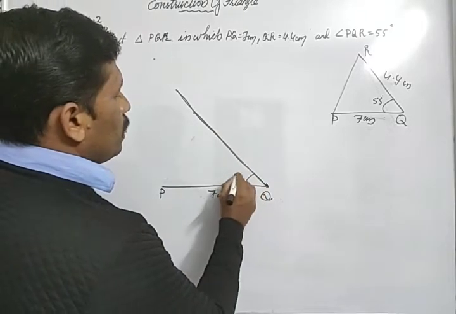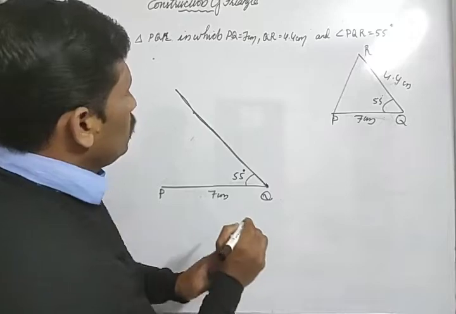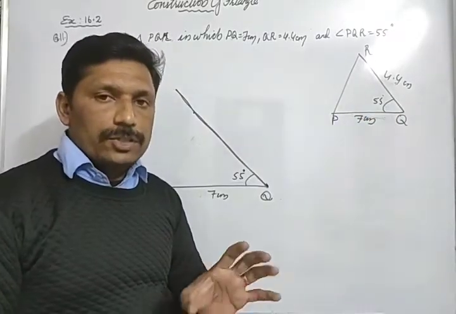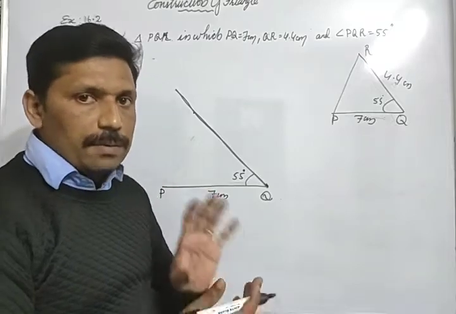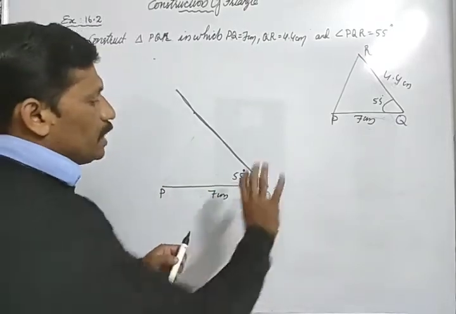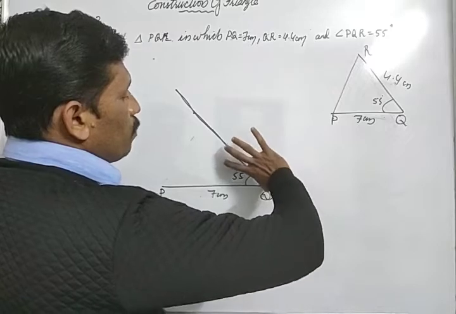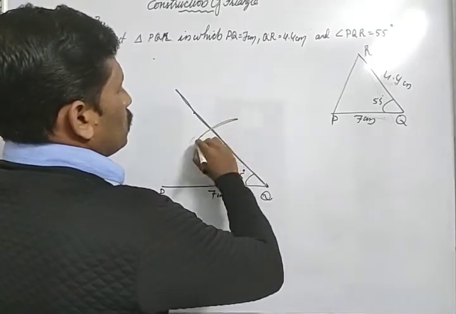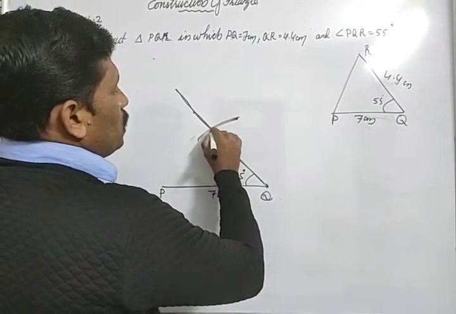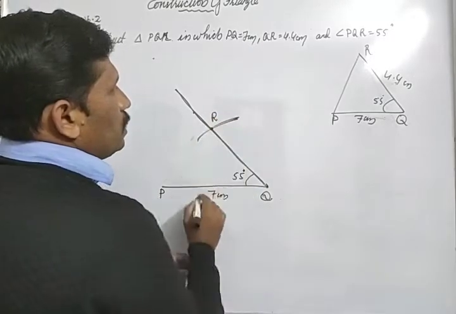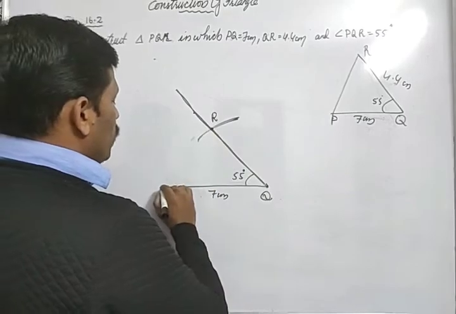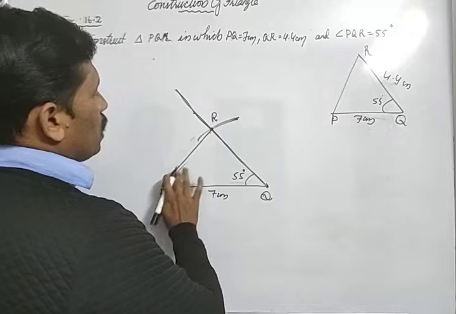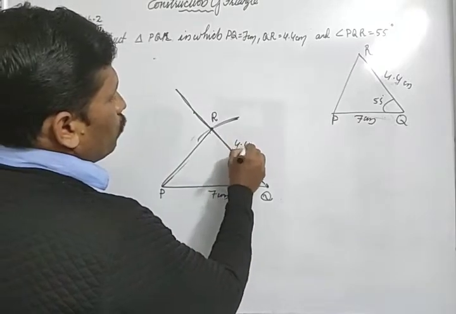This is 55 degrees, and on this line side QR is 4.4 centimeters. Measure 4.4 centimeters in the compass. Afterwards, take the compass, keep it at point Q and cut an arc here at this point. This is point R, and you can join this point and P with a straight line. Here it is 4.4 centimeters.